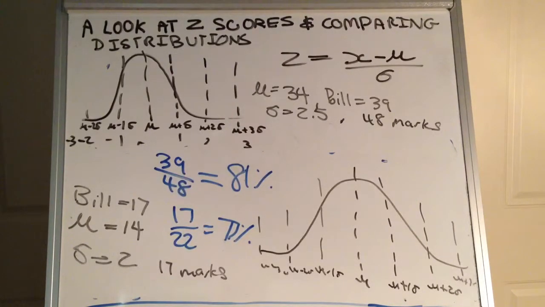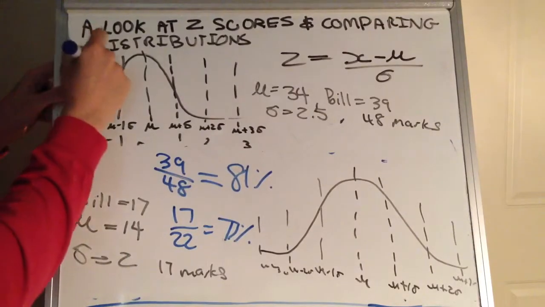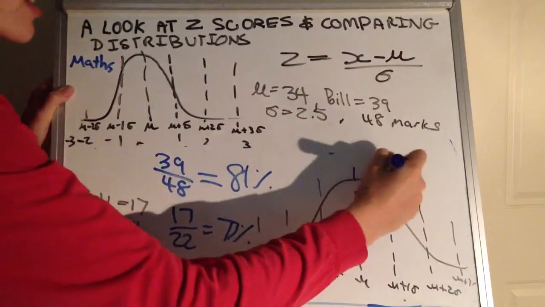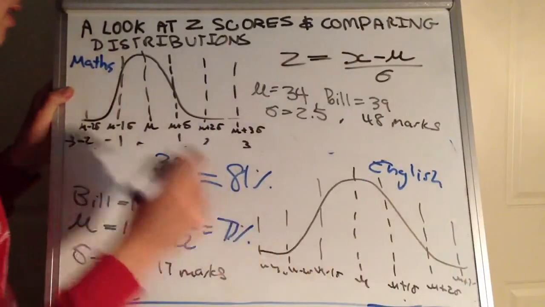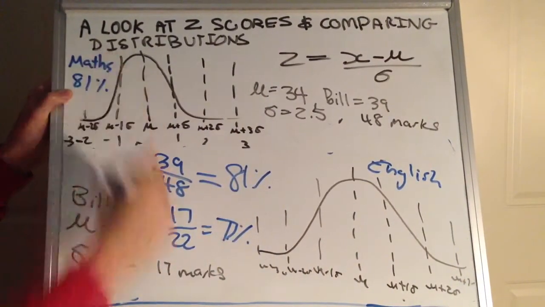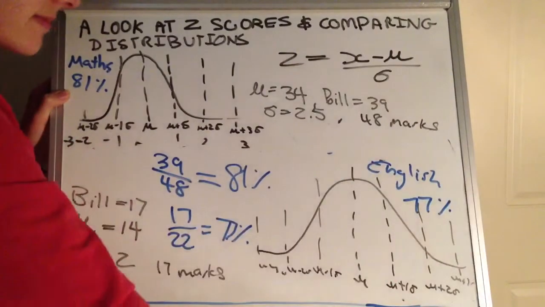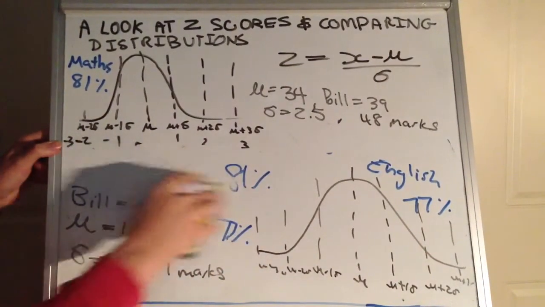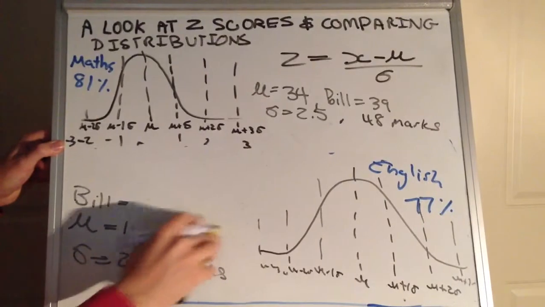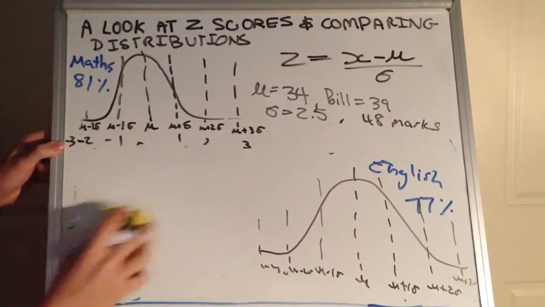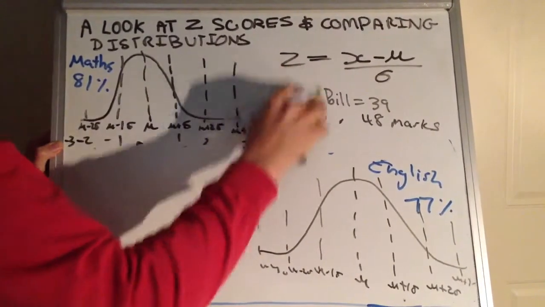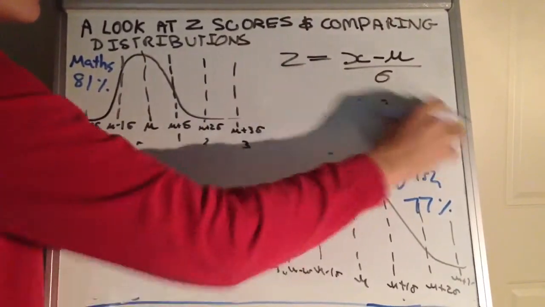So now we need to calculate his z-scores and work out whether he did better on his English essay or his maths test. So let's just keep these percentages aside. The one up the top here is maths, and the one down the bottom here is English. And we'll keep his percentages. So maths, you got 81. English, you got 77. Now we can calculate the z-score. Now, I'll just erase this information from the board, but I've got it kept here on the sheet, so I'll make sure I use that there.